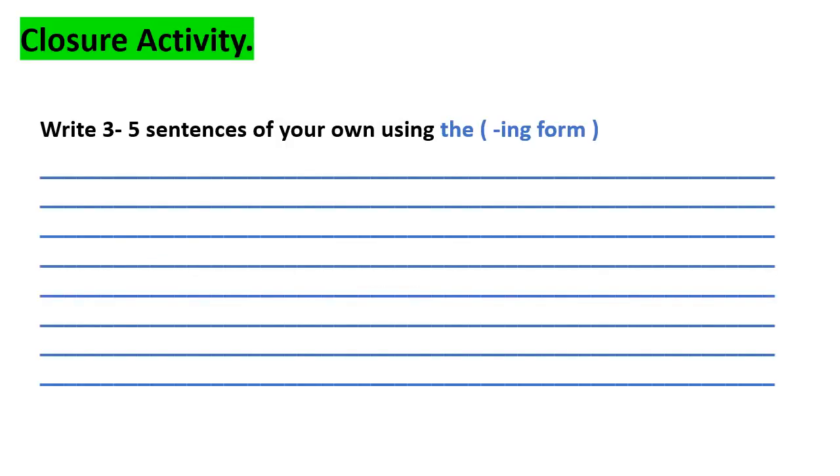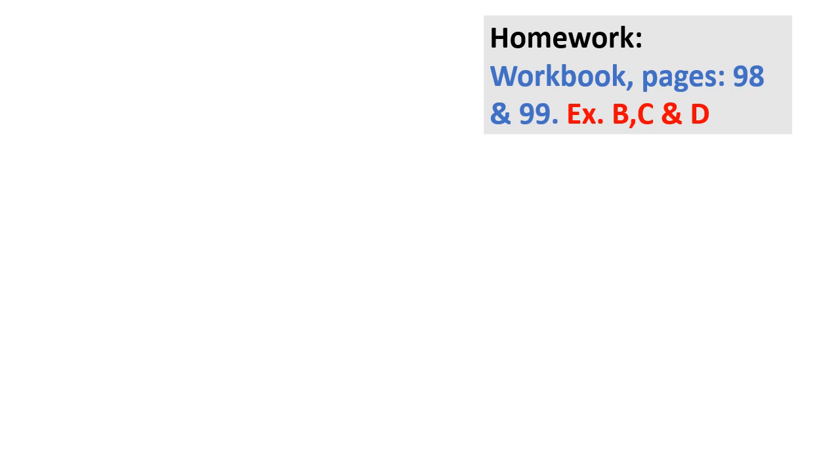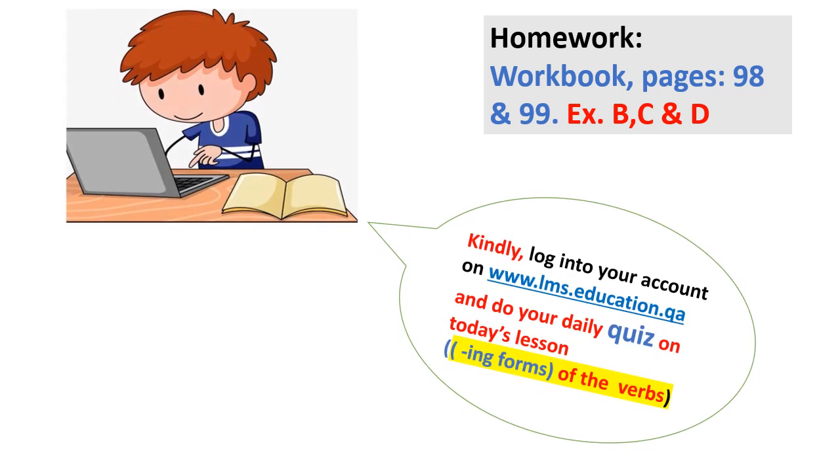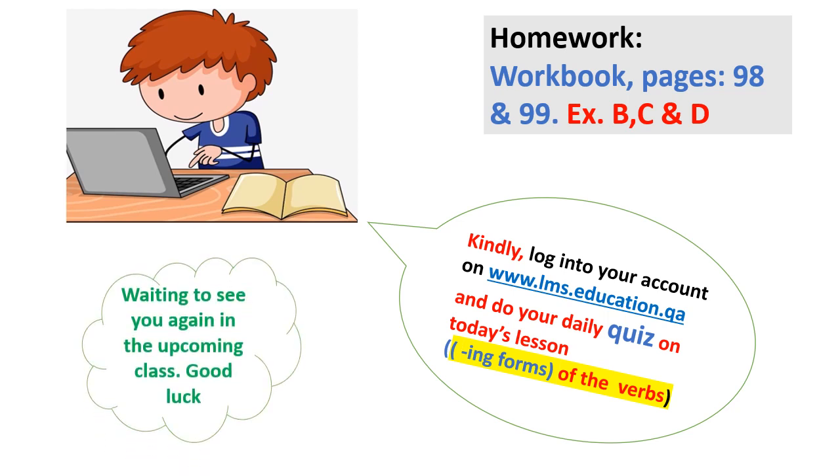Now we have reached the end of our lesson, which is the closure activity. I hope you would be able to write 3 to 5 sentences of your own using the ing form. As for your homework, please go to your workbook pages 98 to 99 and do the following exercises: B, C, and D. Also, you have to log into your LMS account and do a quiz on ing forms of the verb.